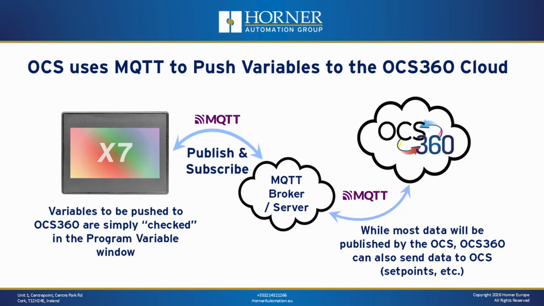How does OCS360 push data to the cloud? Horner OCS controllers use MQTT to push variables to the OCS360 Cloud. This process is quite automated and requires very little setup. In Cscape, program variables to be pushed to the OCS360 Cloud can simply be checked in the Program Variables window. Then, at runtime, they will be published and sent to the cloud. While most data will be published by the OCS itself, OCS360 can also send data back to the OCS, although this does require extra configuration.